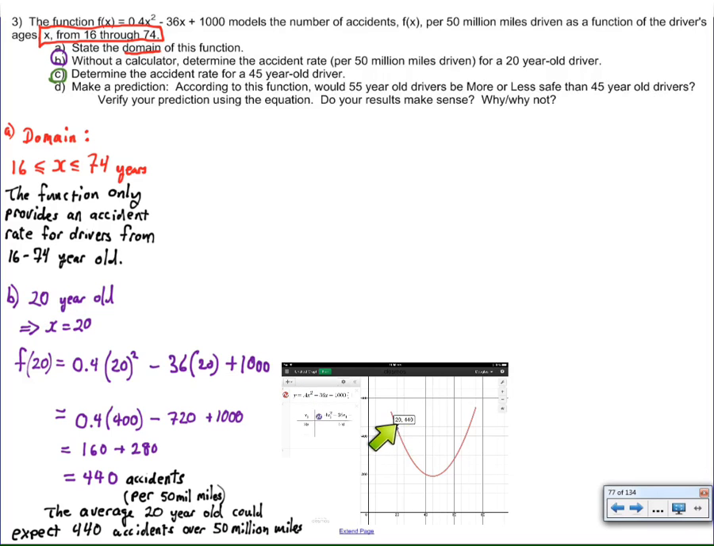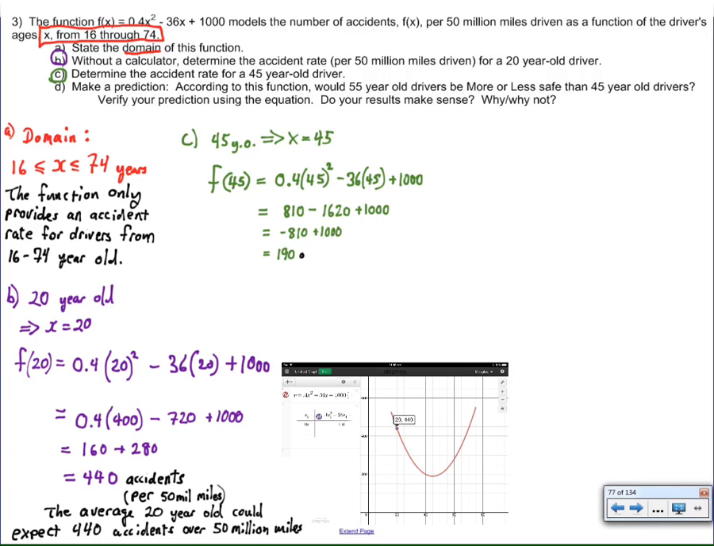So I verified that 20-year-old drivers do indeed have an accident rate of 440 per 50 million miles. The rest of this is really straightforward. 45-year-old drivers, that's part C, so now I'm substituting 45 in for 20. I should anticipate 45-year-old drivers being a little bit more safe, and that's what the math tells me: 190 accidents per 50 million miles driven.